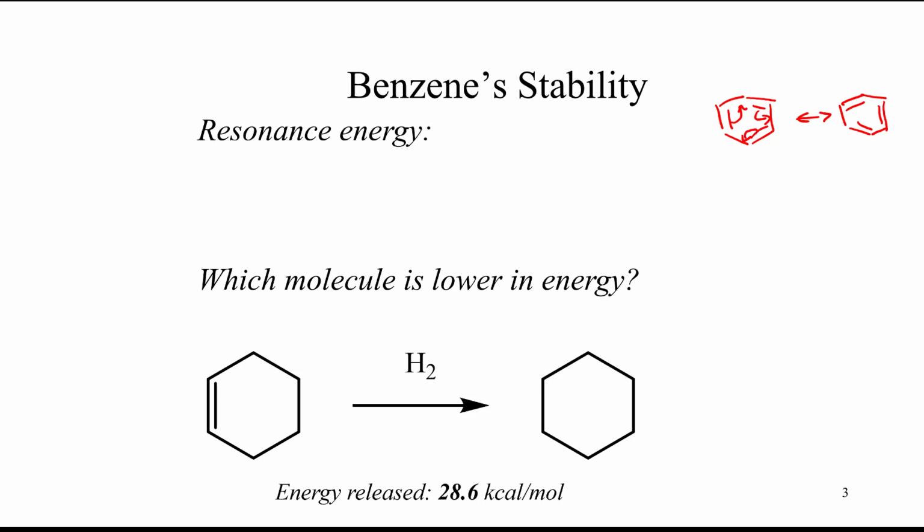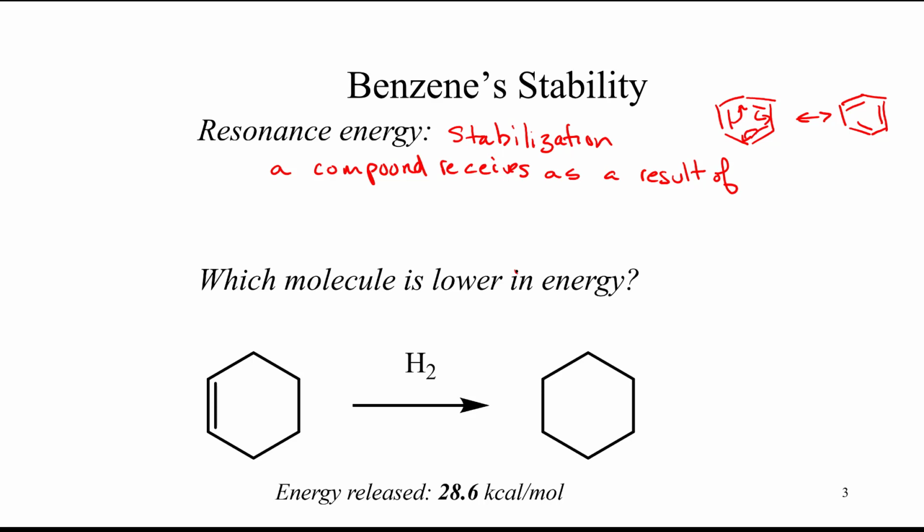Now, there's a term we call resonance energy, and it sounds like it's something that's a positive value. It actually is a negative value, but we usually talk about it in terms of a positive value. Resonance energy is the stabilization a compound receives as a result of resonance. And the way we learned about this in the previous chapter is delocalization. So that's what resonance energy is.